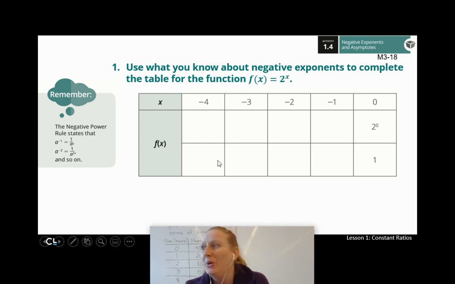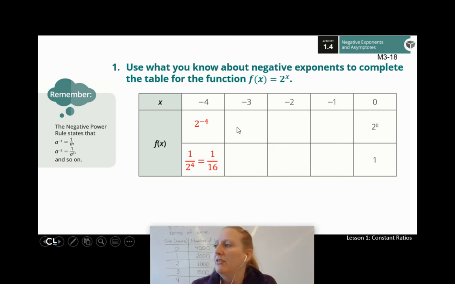So, I'm going to start with this end over here. So 2 to the negative 4 power. We don't like negative exponents, so I'm going to rewrite this as 1 over 2 to the 4th power, and I know that 2 to the 4th power is 16. 2 times 2 times 2 times 2. So I get 1 over 16.